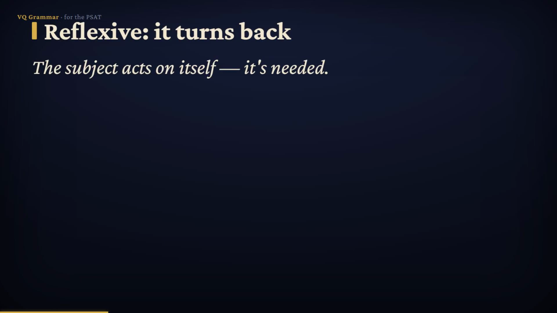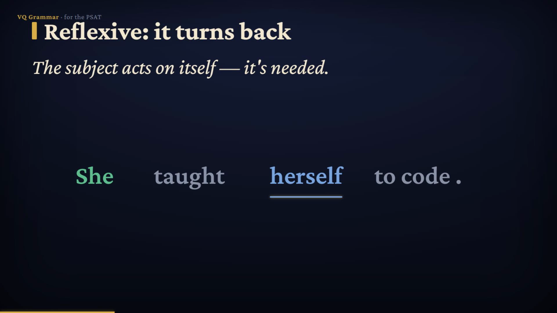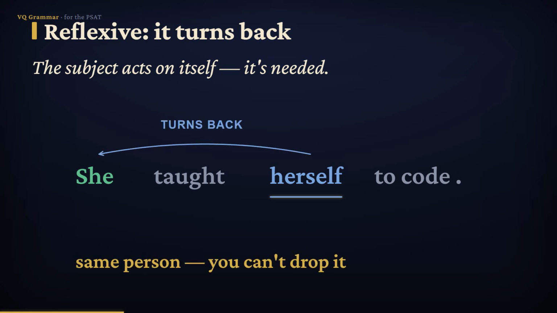First, reflexive. Look at this one. She taught herself to code. The action, taught, comes from she, and then it turns right back onto the same person, herself. She and herself are one and the same. Because the verb needs something to land on, this word is doing real work. If you tried to drop it, the sentence would fall apart. A reflexive pronoun is needed.